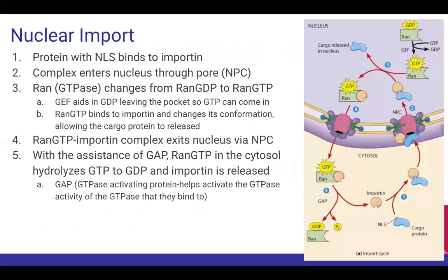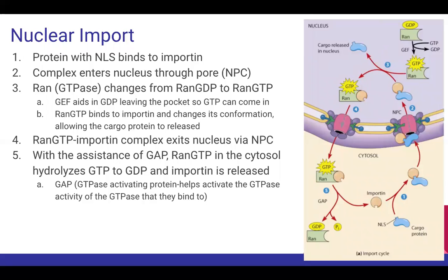So stop me if you have any questions, but basically I'm just going to go over the whole process. First, for nuclear import, a protein that has an NLS, or a nuclear localization sequence, needs the NLS to be able to bind to importin. If it doesn't have it, it can't bind importin. So proteins with an NLS can bind to importin. They enter the nucleus through the nuclear pore complex.